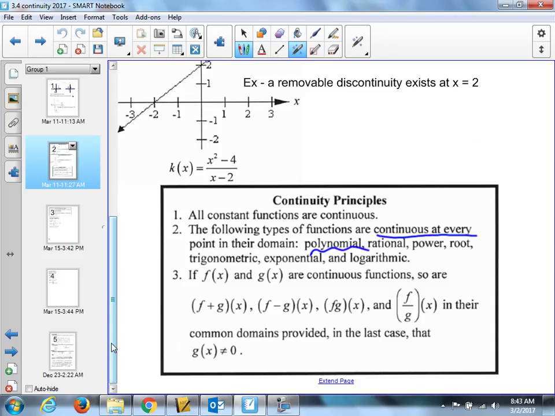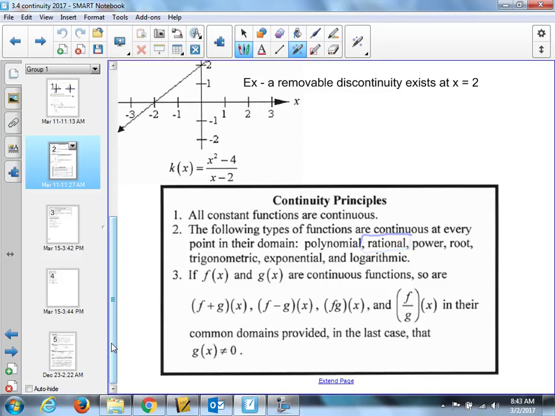Rational functions are continuous at every point in their domain, because you might be confused. Well, I thought you said rational functions. You got to watch for holes, possibly, like removable discontinuities, or else infinite discontinuities. Those points aren't actually in their domain, though. So this is one you really got to watch for, because there's going to be points that aren't in their domain. Power functions, x to the 4, x to the 5, they're continuous.